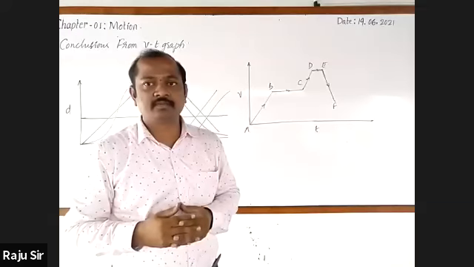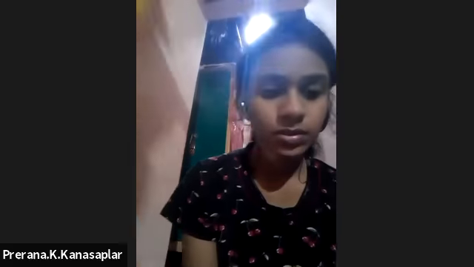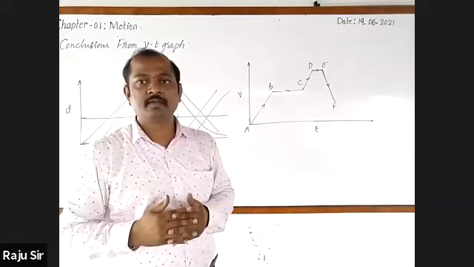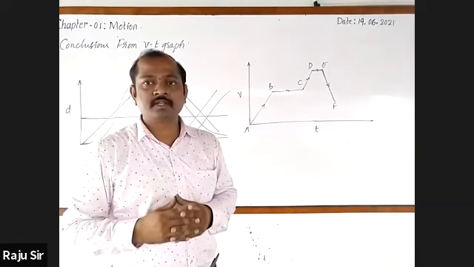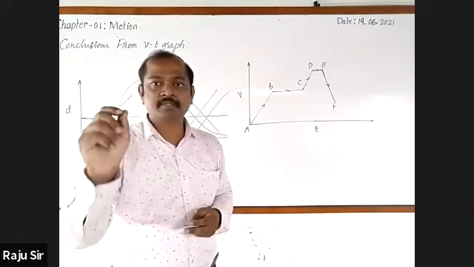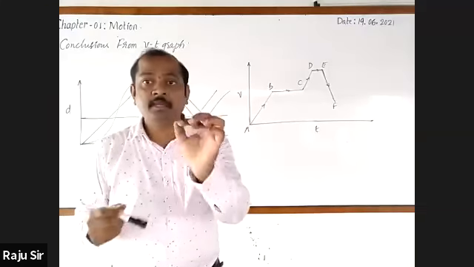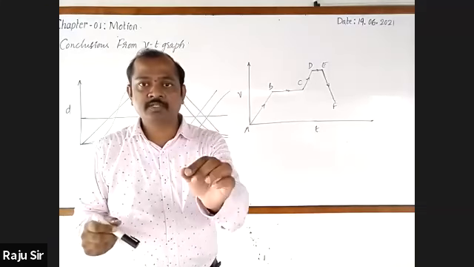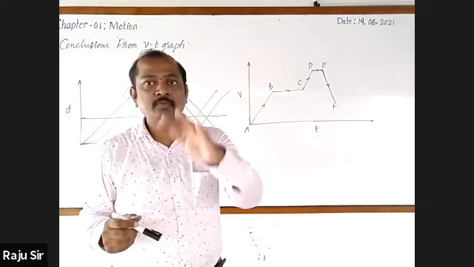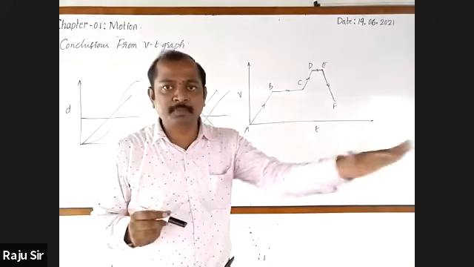I'll give a chance to a boy. A, B, and C, D. A, B, and E, F. Boys, listen to me carefully. I'm asking you, name the points at which the body started moving with a constant speed.